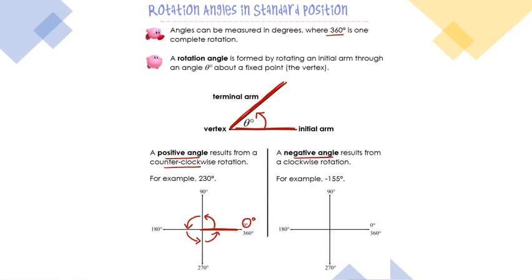A negative angle results from a clockwise rotation. So again, we're going to start from 0 degrees. However, now we're going to be going down and then towards the left. So instead of having this 270 here, I'm going to make this negative 90 degrees.